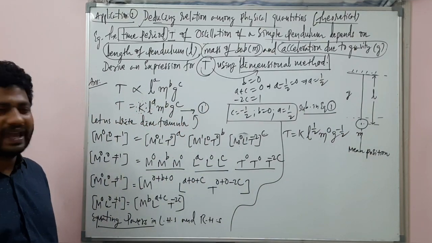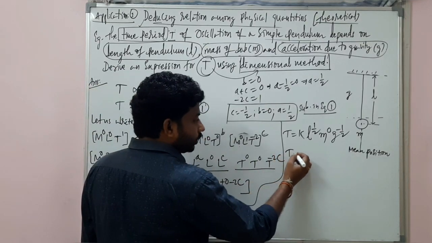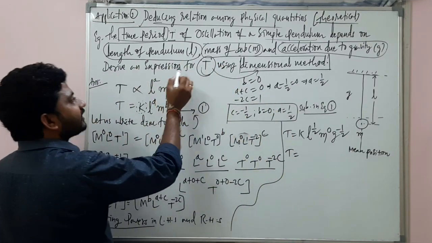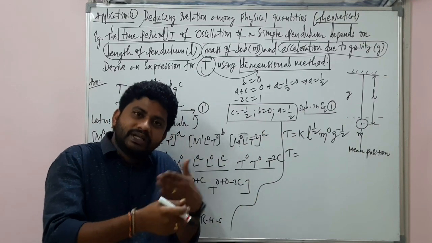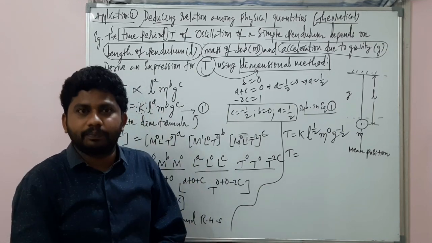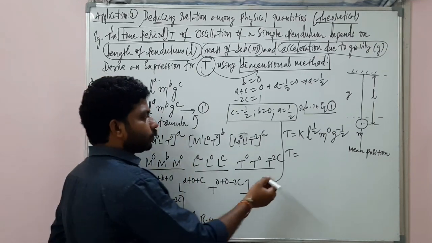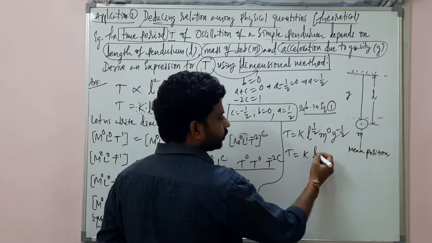Have a look at the answer. This is not the final answer. T is equal to C. Derive an expression for t. This is not the expression for t. We need to bring the final time period into an equation form. T is equal to k into L raised to 1 by 2.